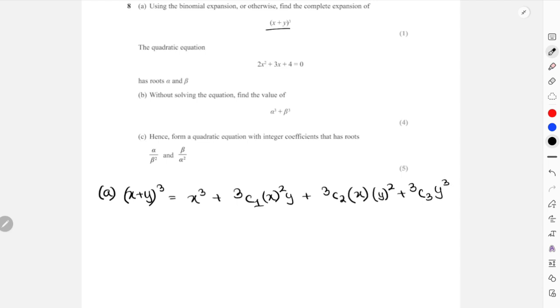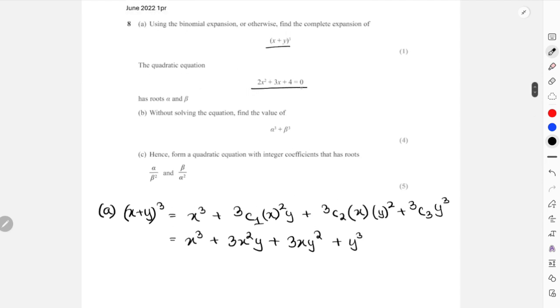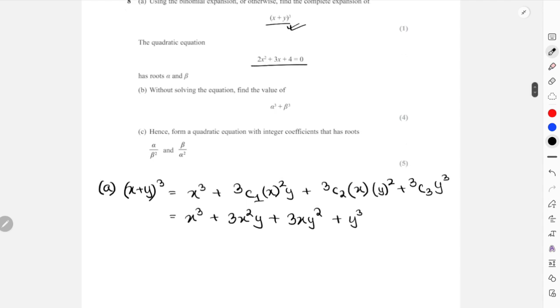So if we calculate the values for 3c1, 3c2 and 3c3, 3c1 is 3, this is going to be x power 3, this is 3x square y, and this one is 3c2, this is 3xy square, and then lastly 3c3 is 1, so this is going to be y cube over here. But the problem is we had to prove this statement over here, which was entirely in terms of y, not in terms of x. So we expanded this. So for the first part we have to just expand this, right? We did the expansion, that is it for first part.